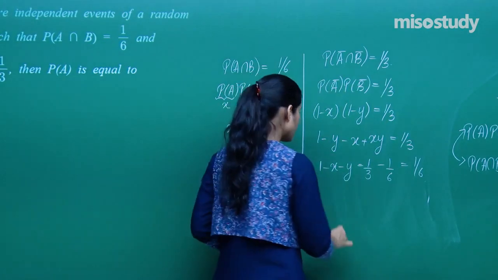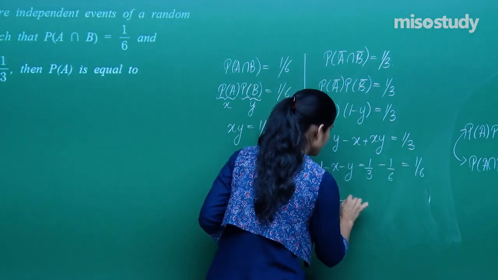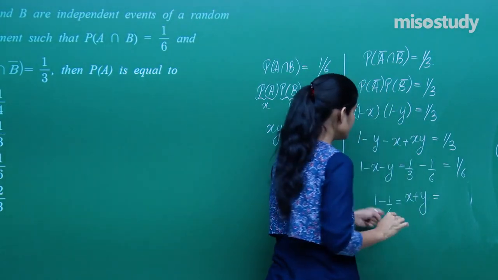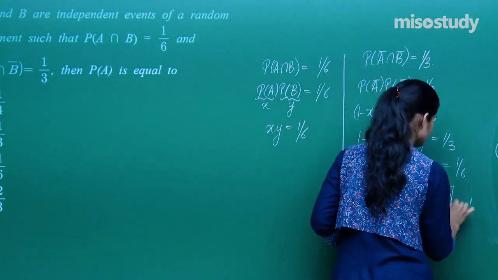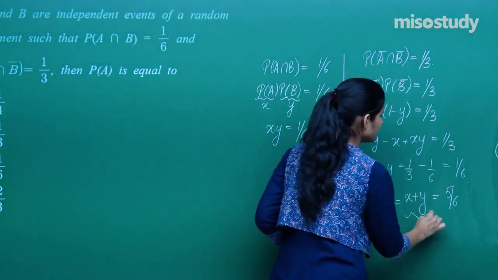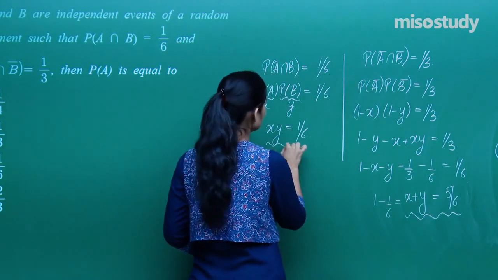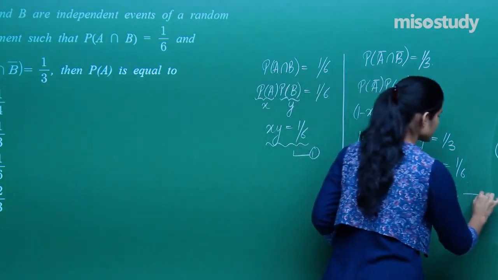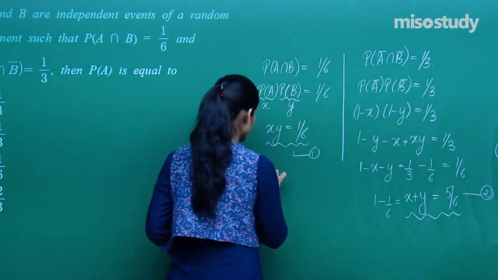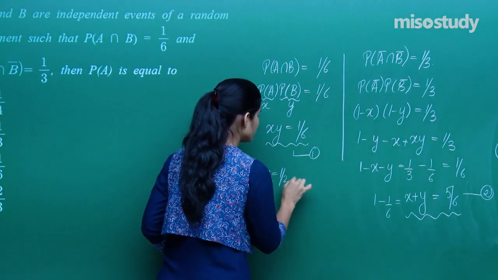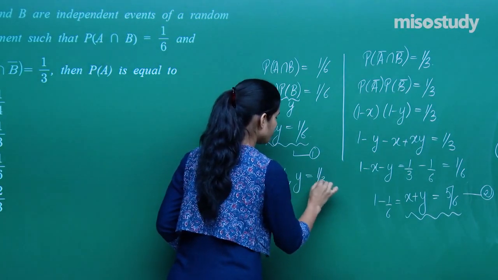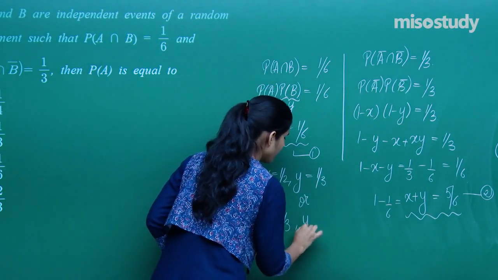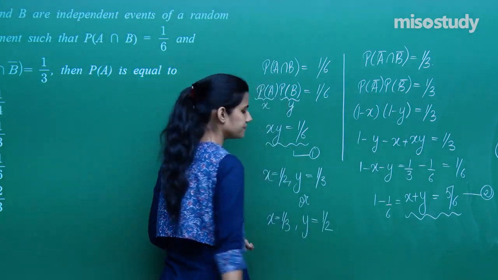Okay? So, therefore, you get what? That 1 minus 1 by 6 is X plus Y. That is 5 by 6. So, you have X plus Y is 5 by 6, X into Y is 1 by 6. When you solve both these equations, you get X is 1 by 2, Y is 1 by 3, or X is 1 by 3, Y is 1 by 2.